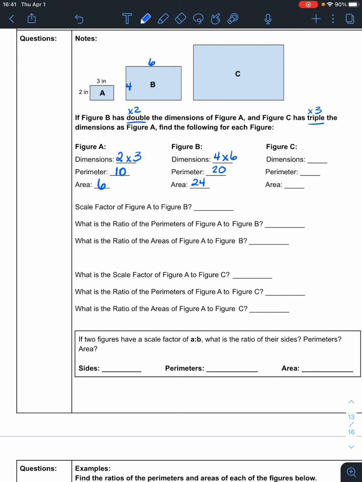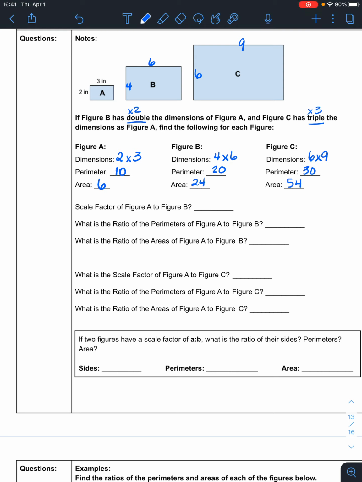Now, figure C is tripled figure A. So if I triple 2, 2 times 3 is 6, and 3 times 3 is 9. So now my dimensions are 6 by 9. My perimeter is now 30, 2 times 6 plus 2 times 9, and my area is now 54.